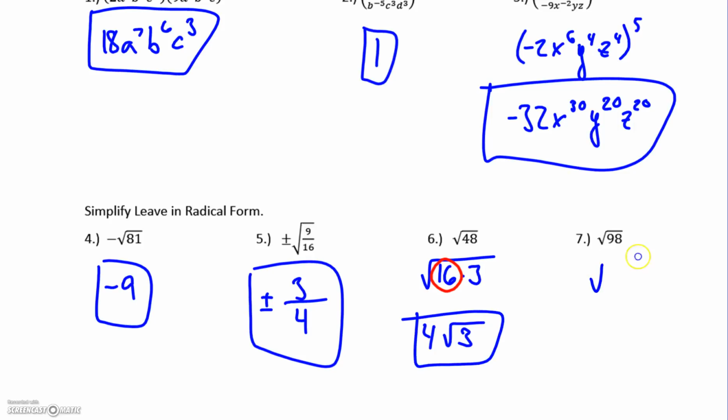All right, same thing with the next one. This is a 98, which I can break down into 49 times 2. Now the square root of 49 is going to give me a 7, so I put a 7 on the outside. The 2 is still trapped, so I get 7 root 2. And that's it.